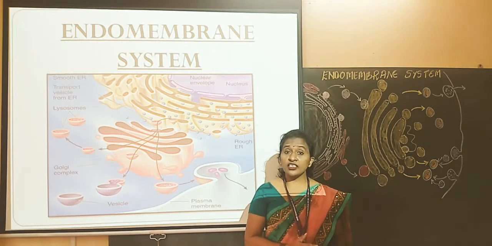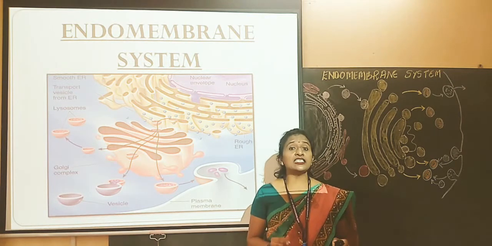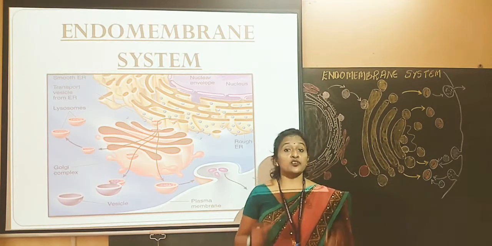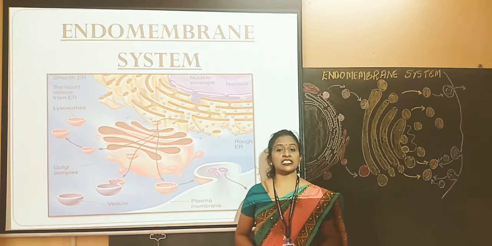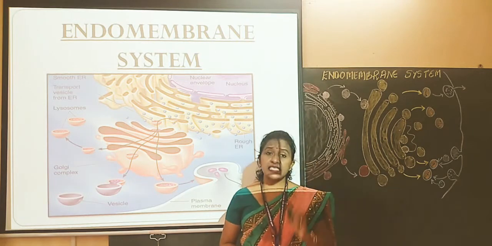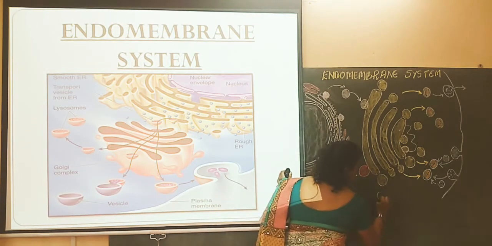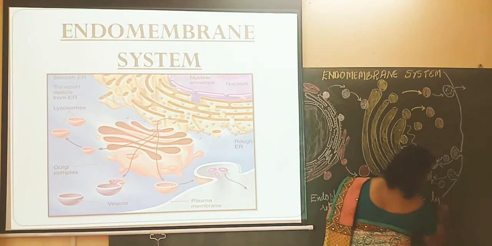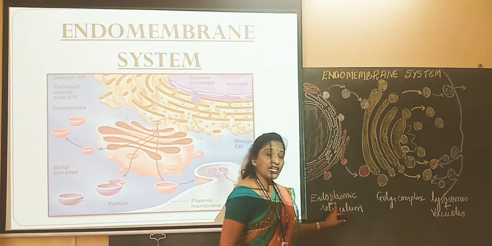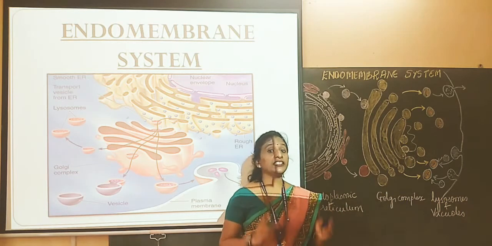But there are certain organelles that are coordinated with each other with respect to their function. This system of organelles is called the endomembrane system. We'll see in detail about this system as well as the organelles, their structure and function. The endomembrane system consists of endoplasmic reticulum, Golgi apparatus, lysosomes and vacuoles. So these are the four organelles: endoplasmic reticulum, Golgi apparatus or Golgi complex, lysosomes and vacuoles.